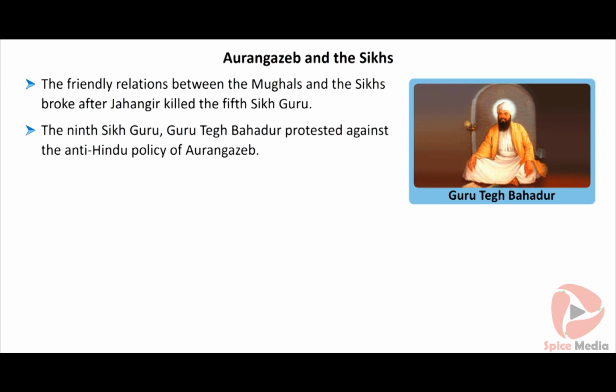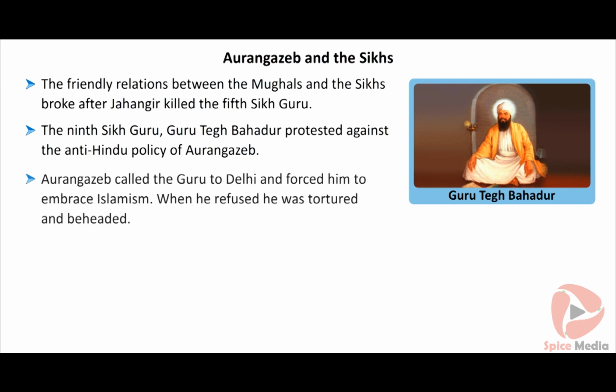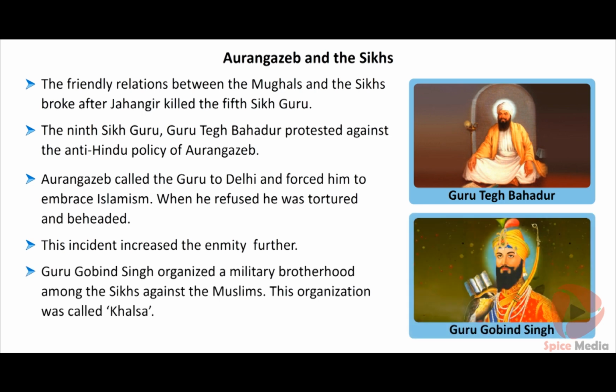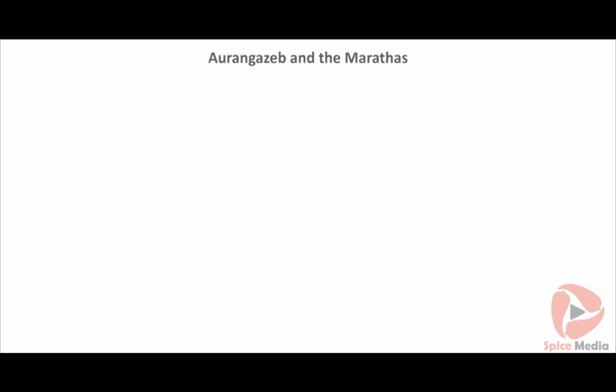The ninth Sikh Guru, Guru Tegh Bahadur, protested against the anti-Hindu policy. Infuriated by this, Aurangazeb called the Guru to Delhi and forced him to embrace Islam. When he refused, he was tortured and beheaded. This incident increased the enmity further. Guru Gobind Singh, who was the son of the ninth Sikh Guru, organized a military brotherhood among the Sikhs against the Muslims. This organization was called Khalsa.